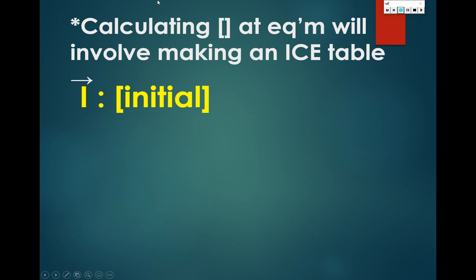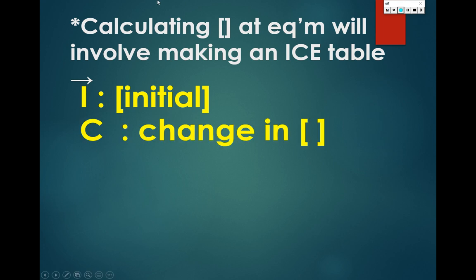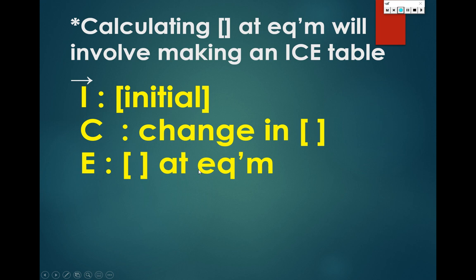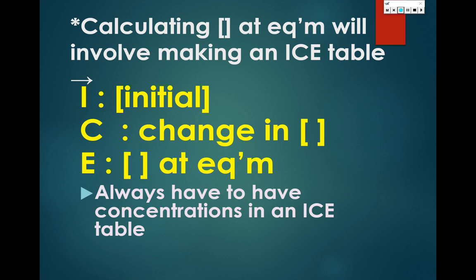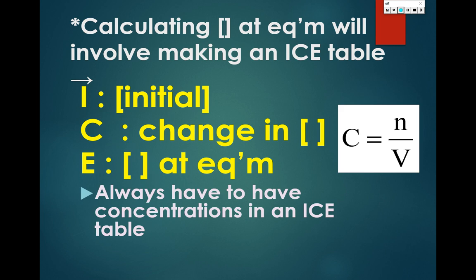Then we're going to look at what is it changing by? What is the change in concentration, or C? And then what is the concentration at equilibrium? And you always have to have concentrations in an ICE table. So if you forget how to calculate that and you want to add this in as well, C is N over V, moles per liter.